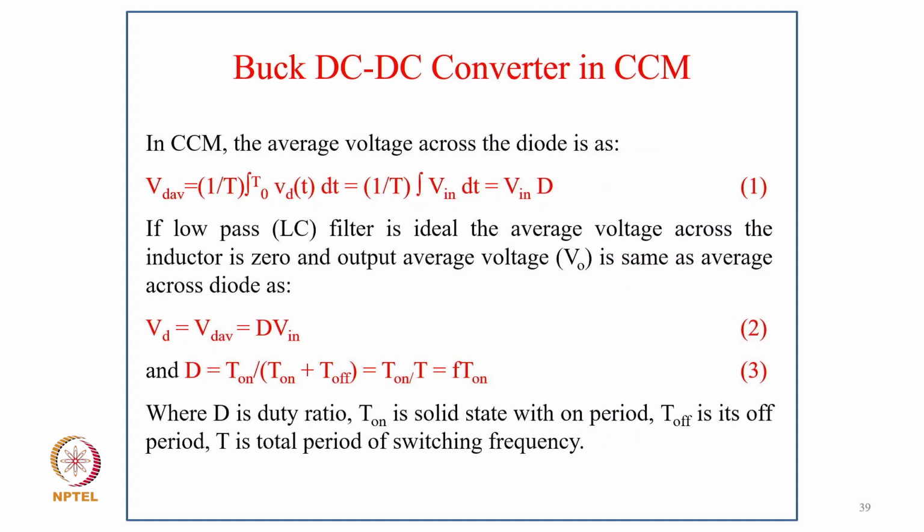Now coming to the analysis in continuous conduction mode. In continuous conduction mode, the average voltage across the diode is Vd average equal to 1 upon T integral from 0 to T, where T is the period of one cycle, of Vd dt, equal to 1 upon T integration of V in dt, equal to V in into D. If the lossless low pass LC filter is ideal, the average voltage across the inductor is 0, and the output average voltage is the same as the diode average voltage. So V out equals Vd average, or equal to D V in, and D equals T on upon T on plus T off, or T on upon T, or equal to F into T on.